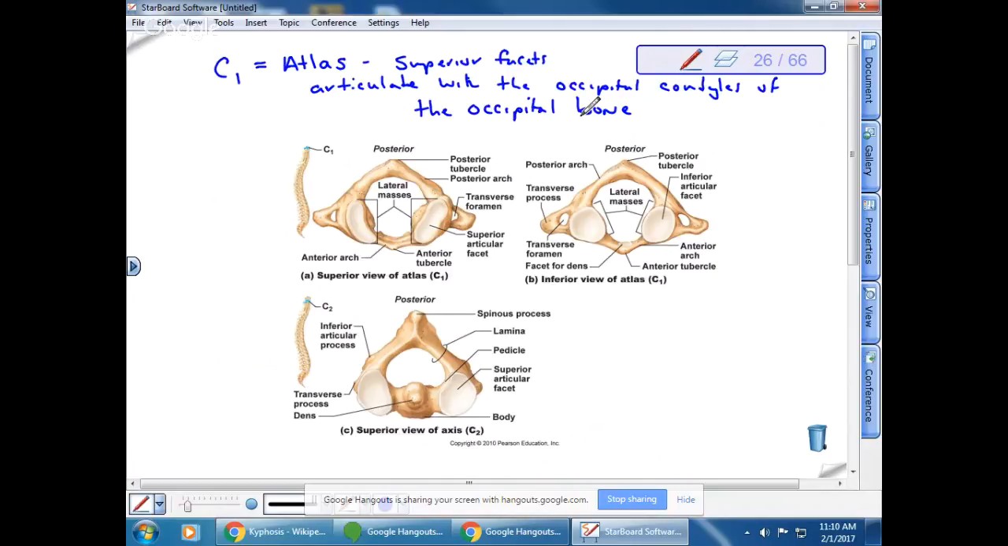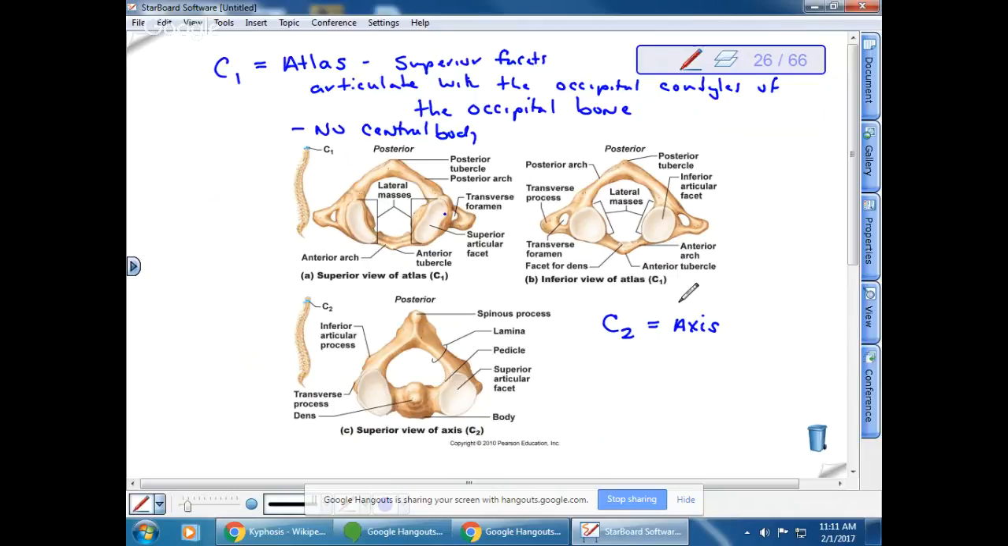So when we look at it, we see that it has these large facets, right? That would articulate with the occipital. Then it also articulates below. So these are the inferior ones that articulate with C2. Okay. The atlas has no central body. When we look at C2, this is the axis. And it is believed that it has actually taken over the central body of the atlas.